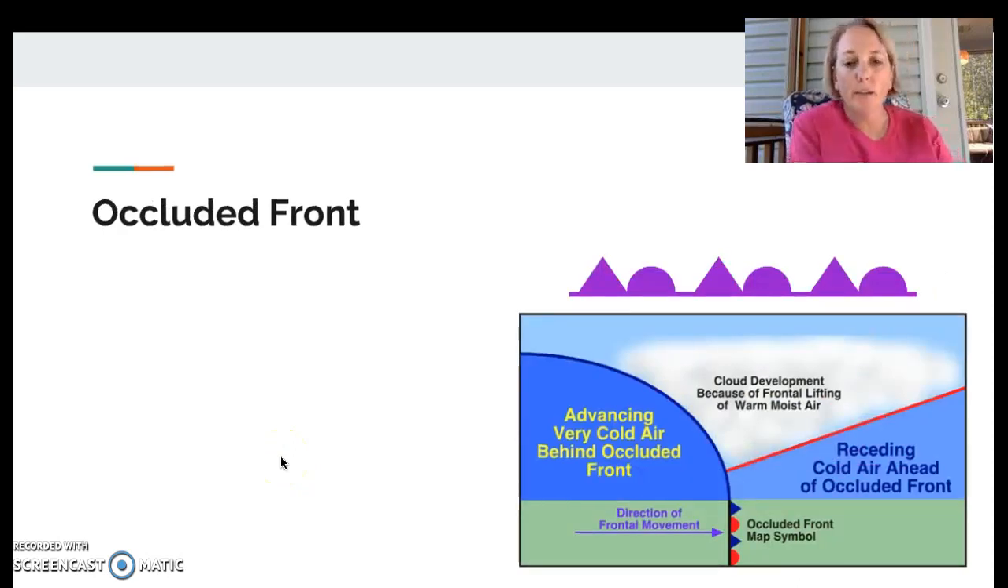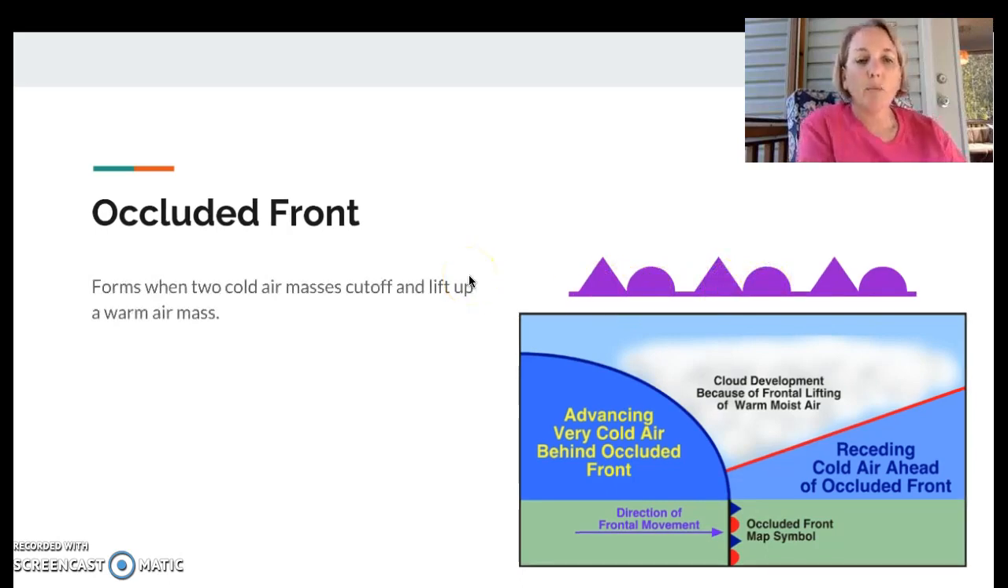An occluded front, and you can see the symbol that would be used on a weather map. We've got a cold front and a warm front sort of working together here in places. This happens when cold air masses cut off and lift up a warm air mass. The word occluded means to cut off. It forms clouds and possibly precipitation when this happens.